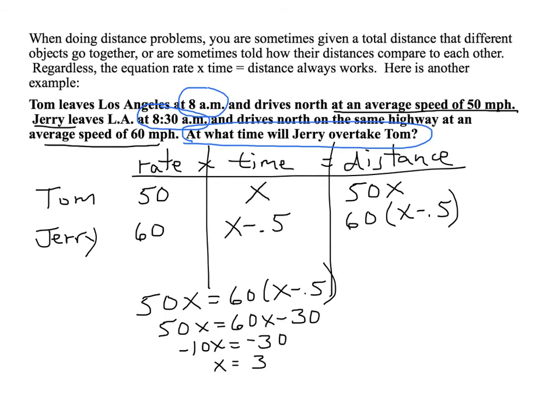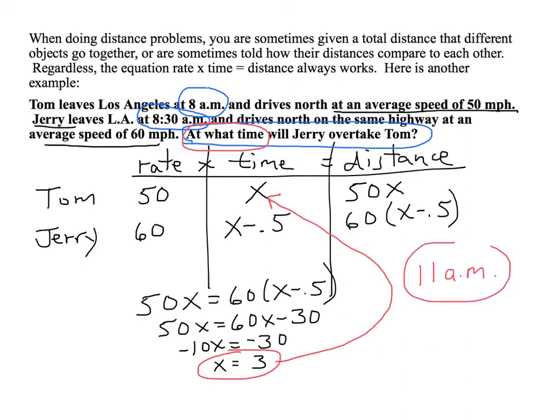Now make sure that you do go through and you answer the question. The question in the problem said, at what time will Jerry overtake Tom? You can't give me an answer of 3. 3 is how long Tom was on the road. And if Tom left at 8 a.m., that must mean that at 11 a.m. is the spot where Jerry would overtake Tom. So the answer to this particular problem is 11 a.m.